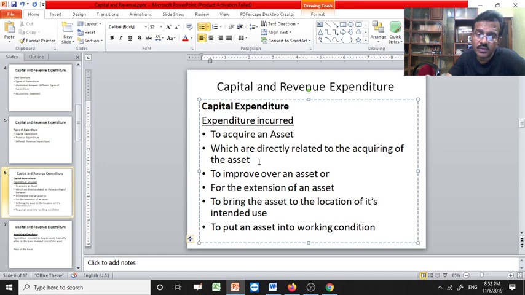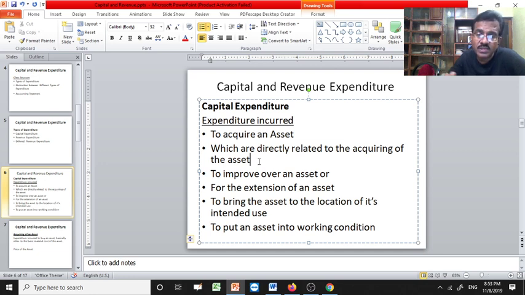To improve over an asset means you make certain alterations in the asset, and the capacity of the asset improves by leaps and bounds, and it starts performing really very well. So all the expenditure that you incur to make that certain alteration or change in your machine, spare parts, machine positioning or machine functioning in some manner, if you have to incur certain expenditure for that, that is also capitalized. Then there is an extension of an asset.